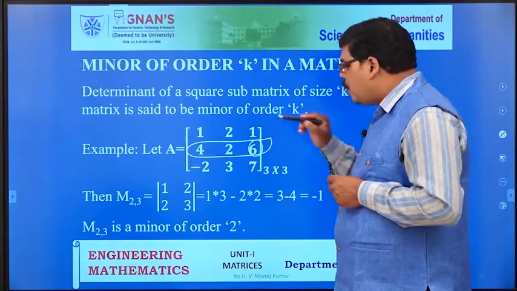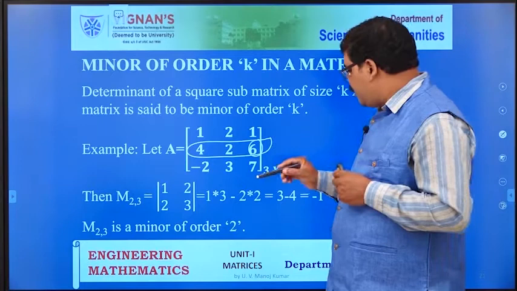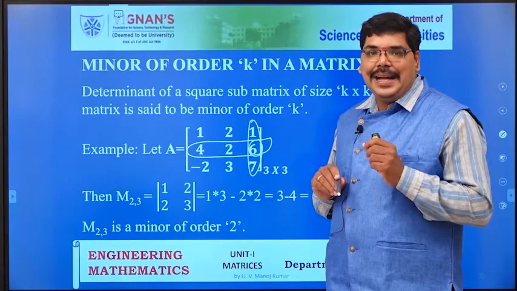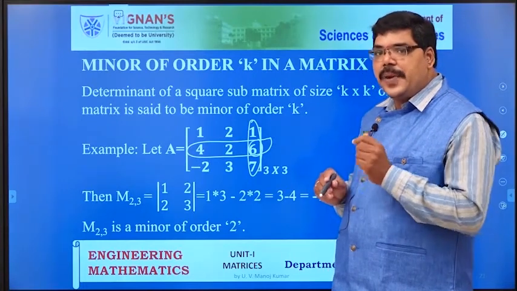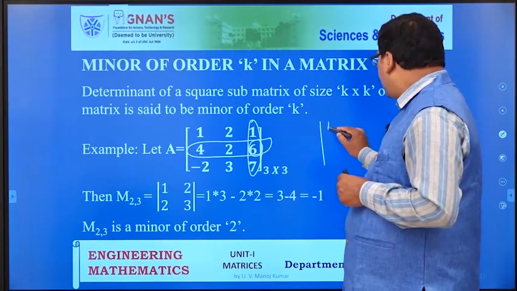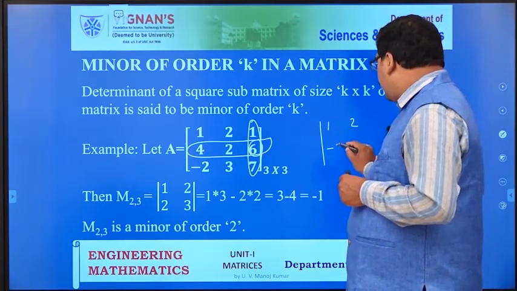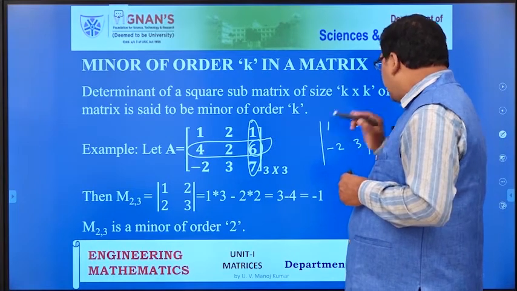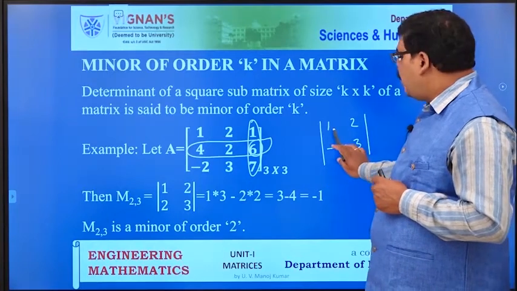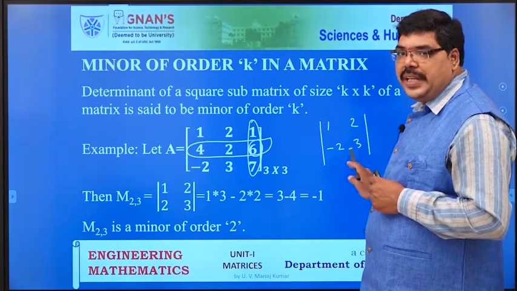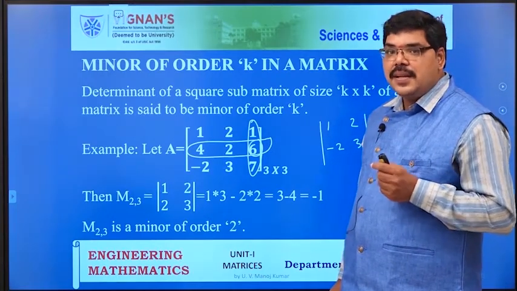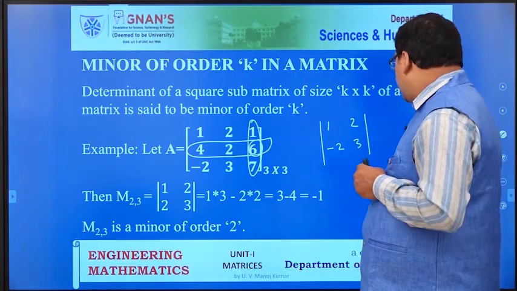I have to delete the row, and I have to delete the column. So what is the resultant square submatrix? The resultant square submatrix is 1, 2, minus 2, 3, which is a 2 by 2 matrix. You know how to find the determinant of a 2 by 2 matrix. It is ad minus bc. So what is its answer?